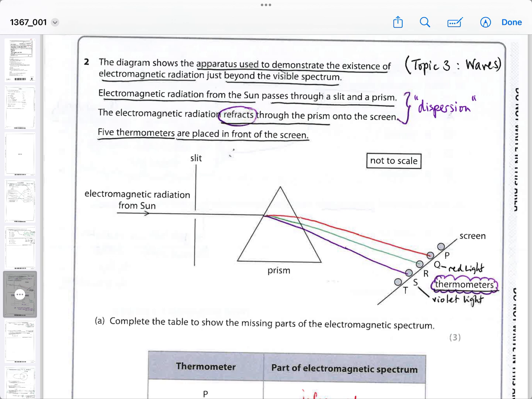The next question is on waves. And it's showing dispersion. So you can see a prism, the light coming in from the sun, it disperses into red, green and violet, so all the colors of the rainbow in between. On the outside of the red, P represents infrared. Depending on which way you're looking at it as the light's coming in, the top, the least dispersed light, P, will be infrared. The most dispersed, deviated from its original direction, will be T, which will be ultraviolet.